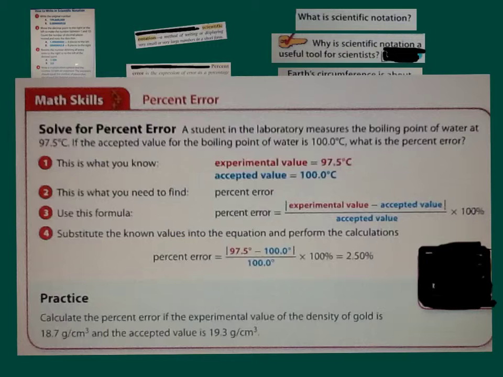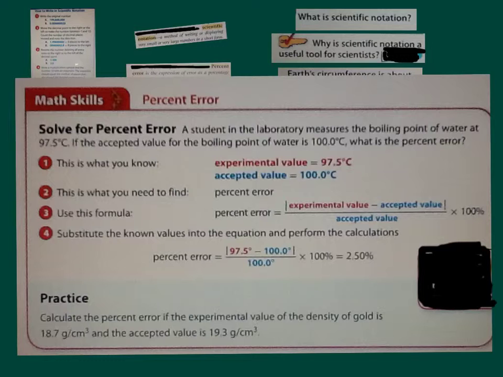So here's what you're going to do now. I want you to write this in your science journal and try this one. You're going to calculate the percent error if the experimental value of the density of gold is 18.7 grams per cubic centimeter, and the accepted value is 19.3 grams per centimeter cubed. All you're doing is taking these same steps right here and applying them to it. Write it in your science journal using these steps, and I want to see the steps, please. This is going to be required for class, so please bring it to class.